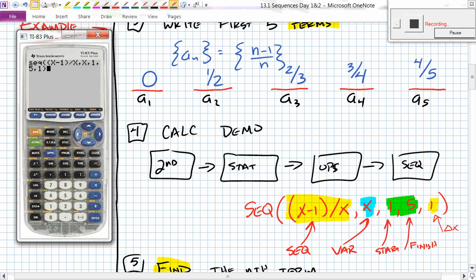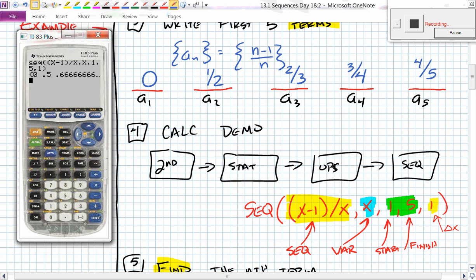So before you push enter, let me tell you what you just did. Looking on my screen over here, I have the sequence of x minus 1 divided by x. That's whatever your sequence happens to be. The x represents the variable you want the calculator to work on. The commas separate everything. The 1 is where you start, the 5 is where you finish, and the 1 at the end is the delta x. It's just like computer science. Those of you who've taken it have seen it before.